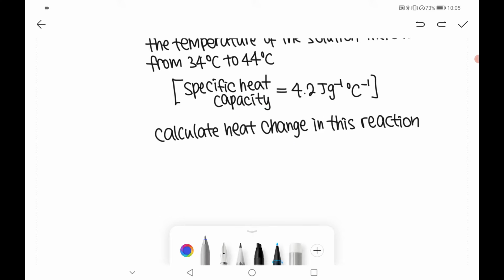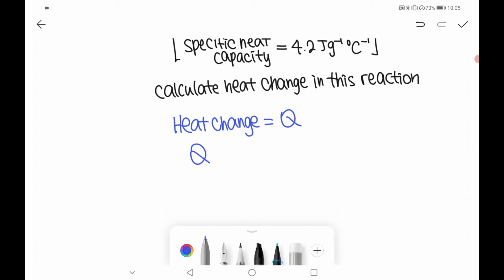So what should you do? Remember, when the question asks you to find heat change, what is it? Heat change is Q, right? We learned earlier today. If the question asks for heat change, they want us to find Q. What is the formula to find Q? Q equals mcθ, okay? So let's try to do this.